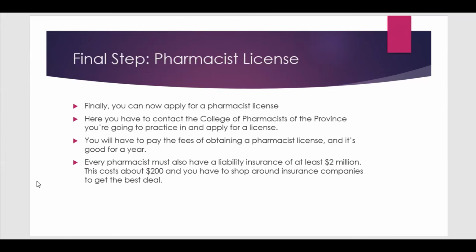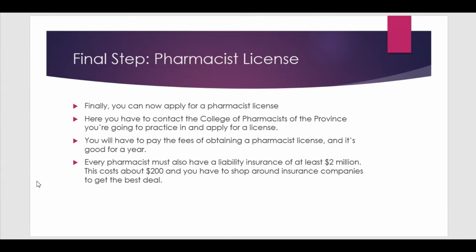I have liability insurance with a company that offers the same insurance in 2 different provinces. So if I would ever move out of BC to that other province, I'm already covered with liability insurance, so I don't have to pay for extra insurance for the other province I'm moving to. So yeah, shop around and get the best deal. It will be at least $200, so don't expect less than that. It could be more than that, but yeah, for the $2 million liability, it's about $200.